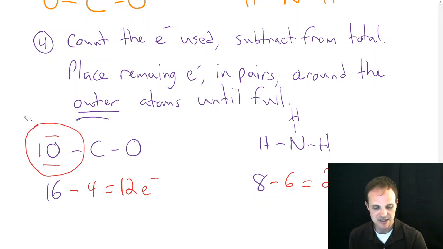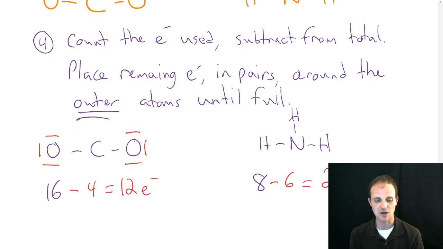So I've only used 6, so I've got 6 more. 2, 4, 6, 8, 10, 12. And now I've used all my electrons. This other oxygen is full. Let's go over to the NH3 example. I've got 2 electrons left.